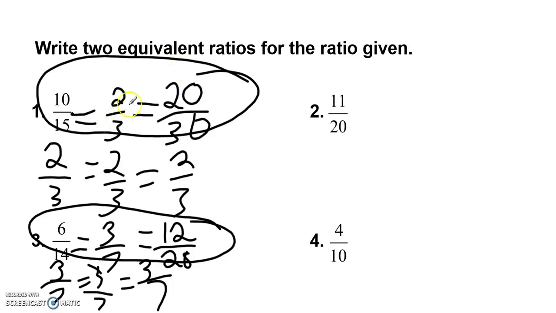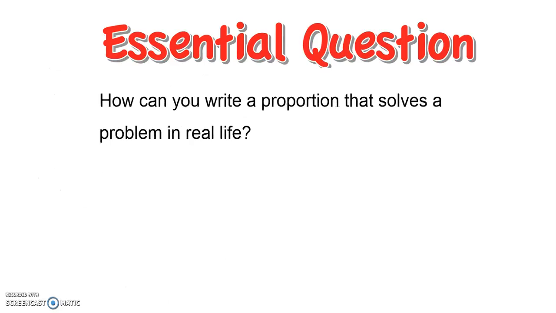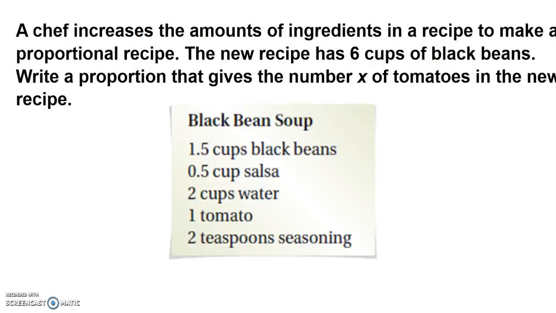So usually what I like to do, just in general, is to do the simplified version of what they give you, if that's possible, and then multiply the original by 2, and it should all be equivalent. Okay, essential question. How can you write a proportion that solves a problem in real life? We're going to find out.